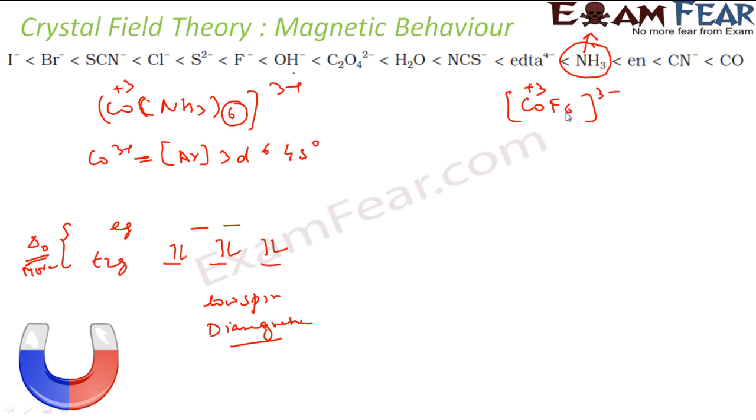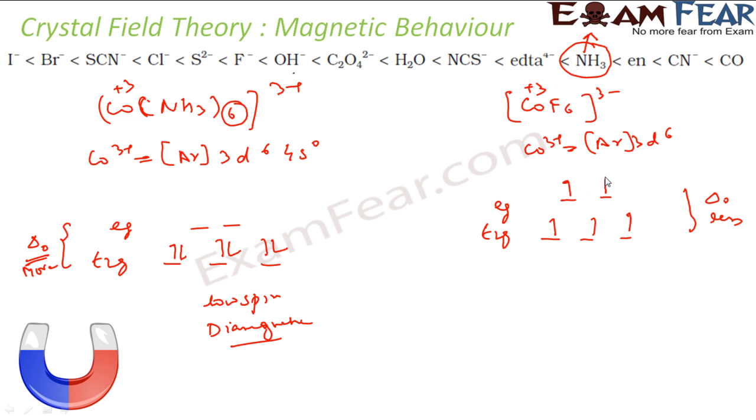We talk about [CoF6]3-. Same thing, it is an F6 octahedral. So 1, 2, 3. This is a d orbital. This is t2g and this is eg. Now, since this is fluorine, delta naught is less. So now again 6 electrons. Here also Co plus 3, argon 3d6. So let's put first electron, second electron, third electron. Fourth electron will actually go here because the difference is less. Fifth will go here, sixth will come here. So if you see here, it is paramagnetic.